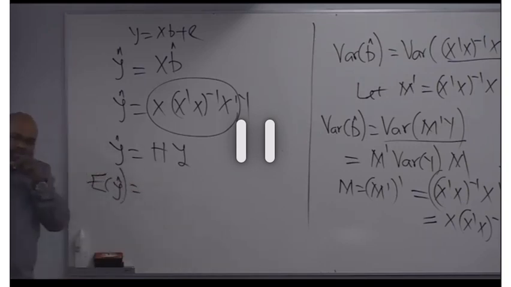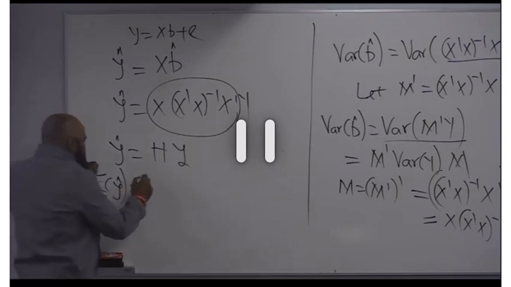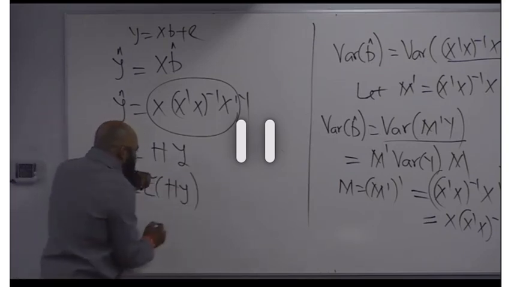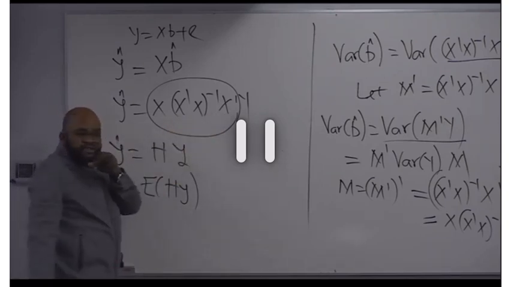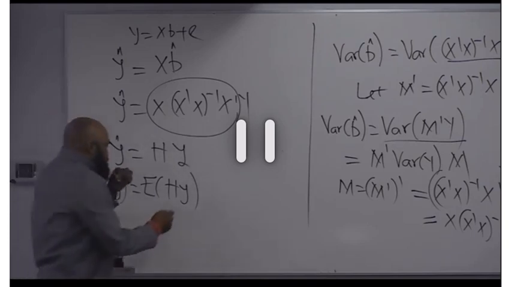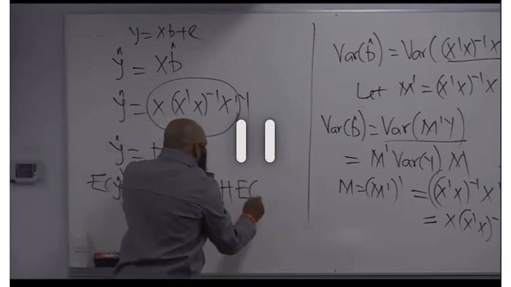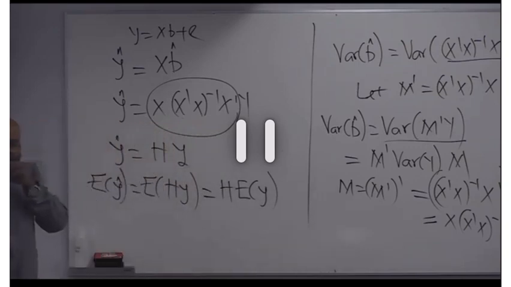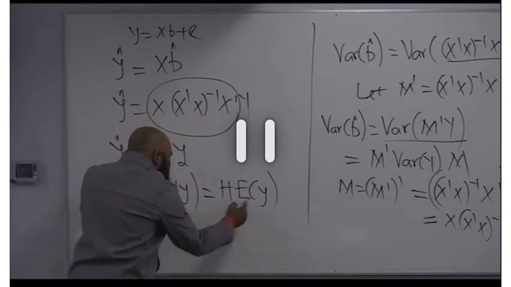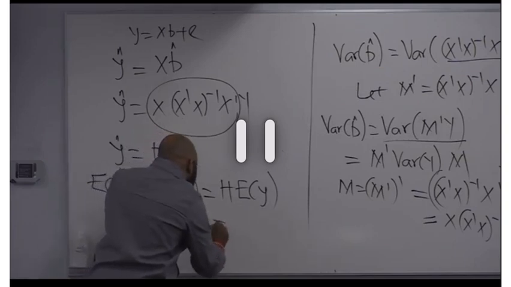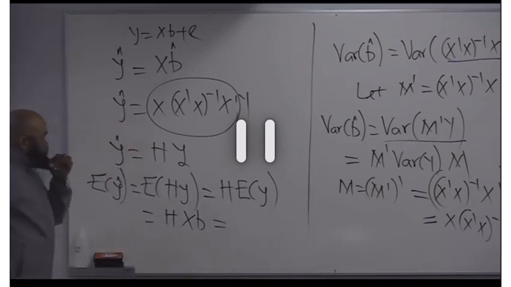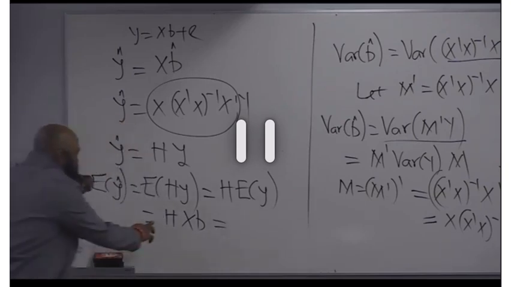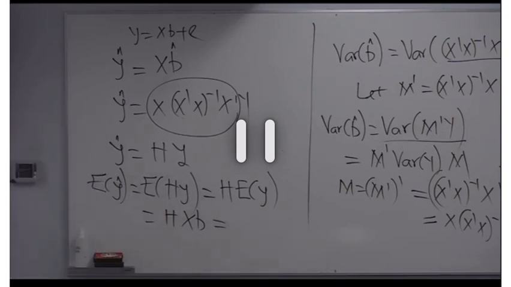What is the expectation of my predictor? You know what I predict. So it's going to be the expectation of HY. Like I said, the hat matrix is in terms of X. It's actually fixed, right? Then I'm going to have H times the expectation of Y. So the expectation of Y is X beta. Here I said I'm actually having X beta. You're going to see why.